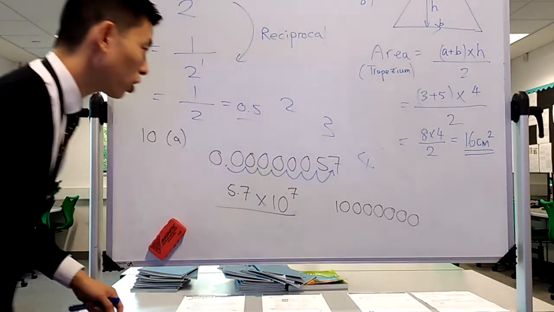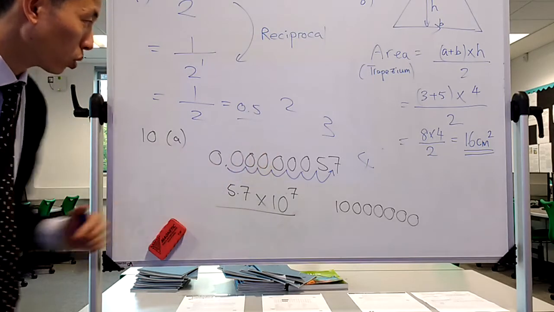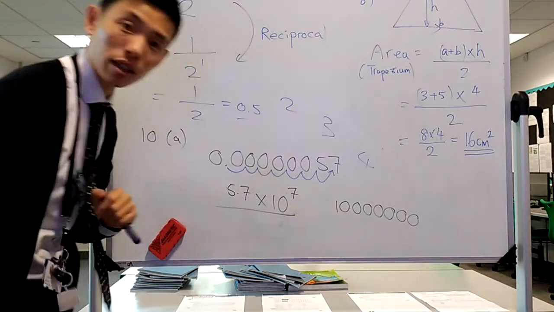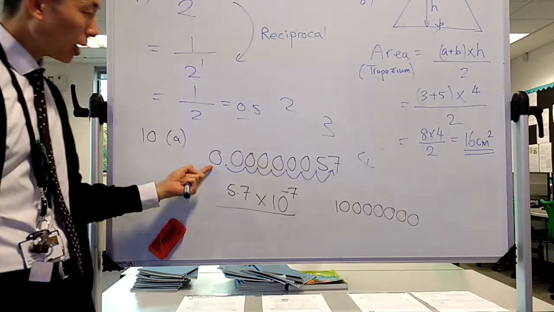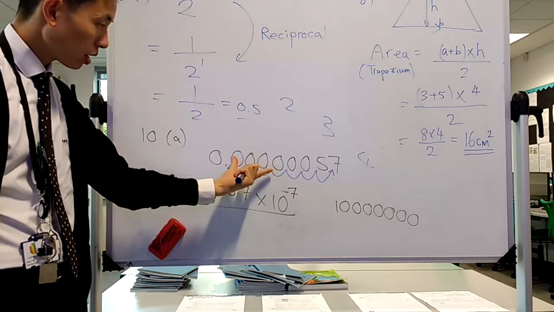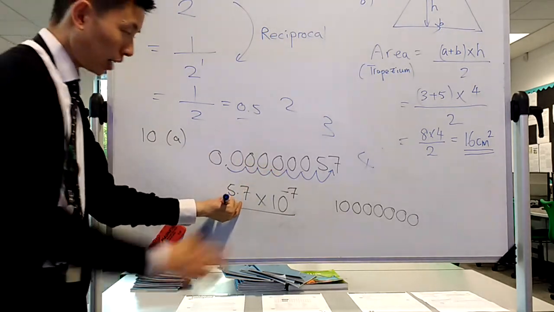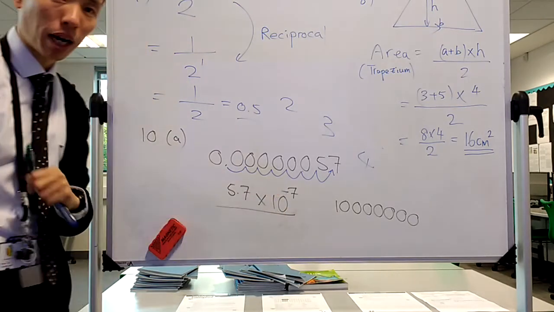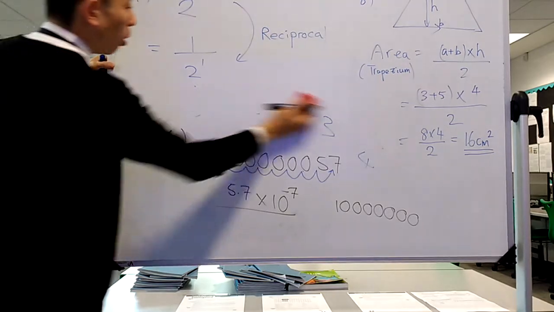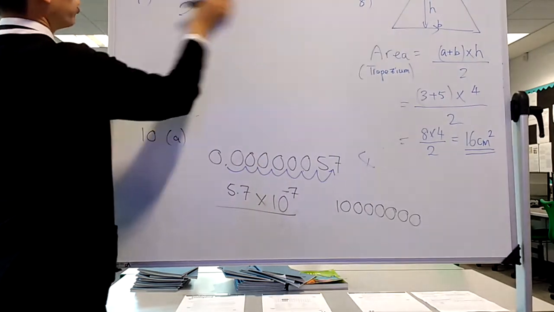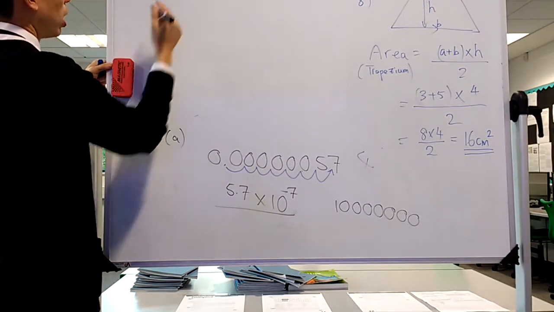Well, that's not going to give me 0.00057. So what's missing is a negative. Because I'm making this real number bigger, I need to compensate by putting a minus sign. That's another way to look at it. Okay, one more. And this is the final question for the 20 marks.